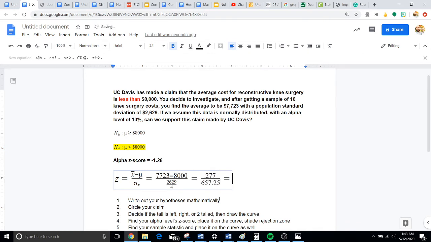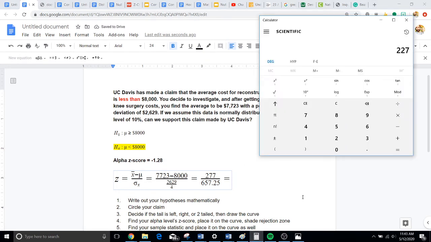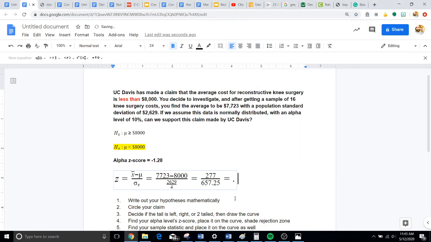All right, now we need to divide these. So 277 divided by 657.25 gives us 0.42. And this is our sample statistic, or our z-score. It is actually negative. All right, we now have our sample statistic.